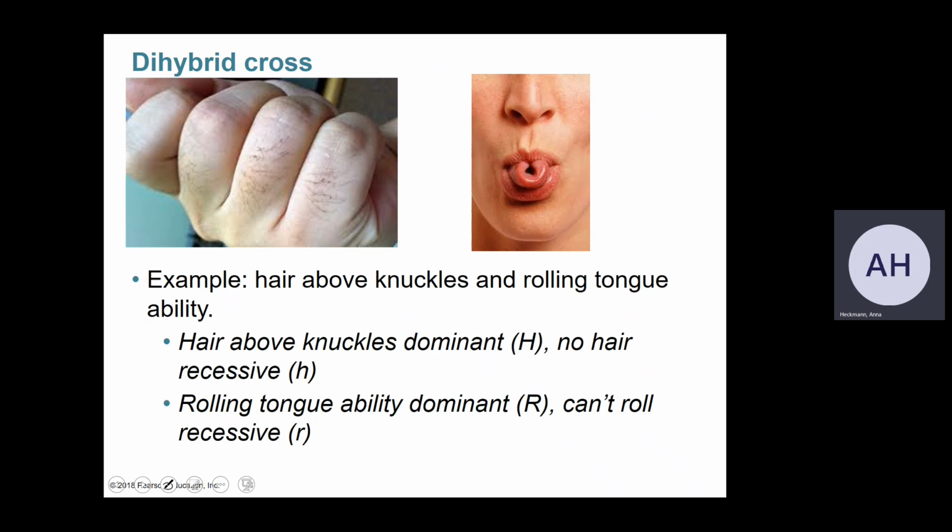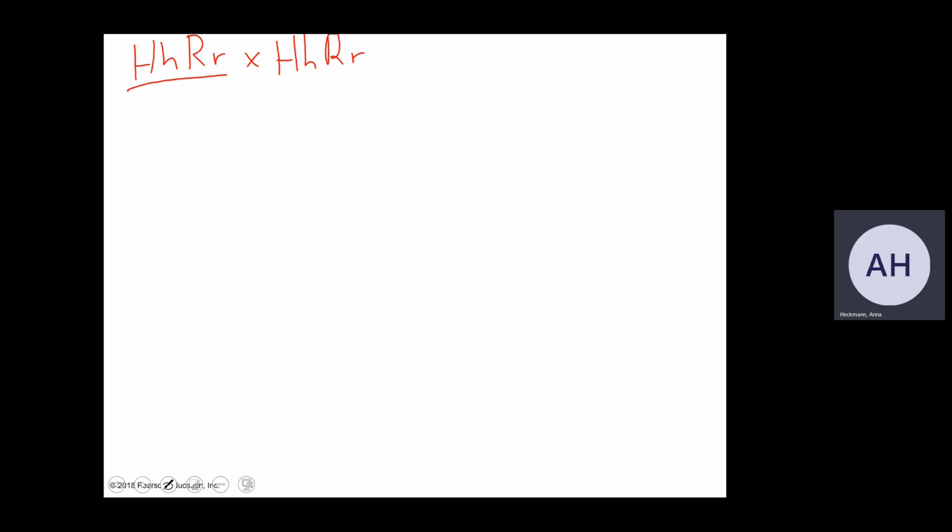So for this example, let's do a dihybrid cross. Let's use hairy knuckles and the ability to roll your tongue. Take a second to check whether you've got hair above your knuckles. I do, and I can also roll my tongue. So here's how we're going to demonstrate this. Beware the common pitfall. I'm getting ahead of myself. Let's cross 2 individuals that are heterozygous for both traits. So capital H, lowercase h, capital R, lowercase r, and cross that with capital H, lowercase h, capital R, lowercase r.